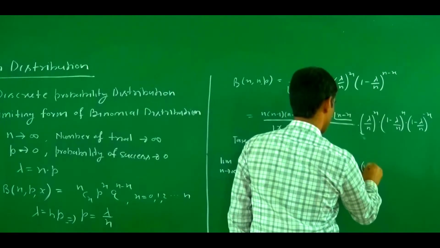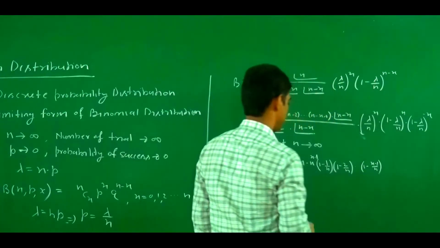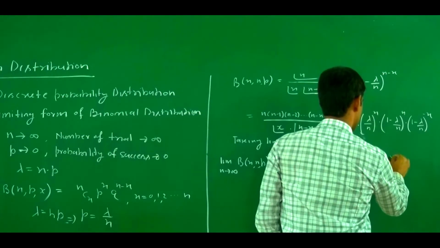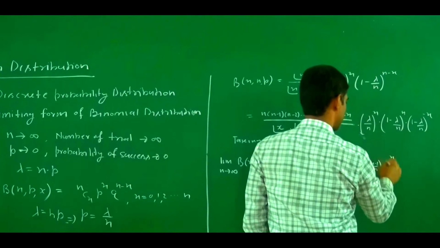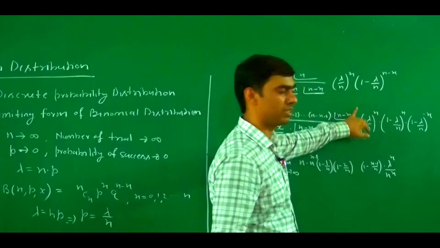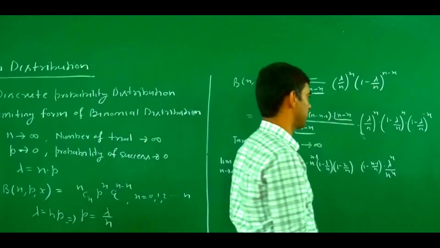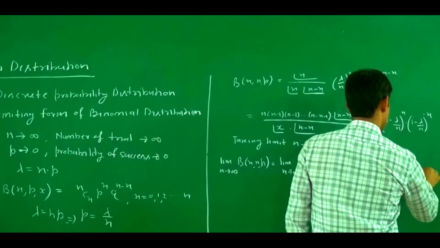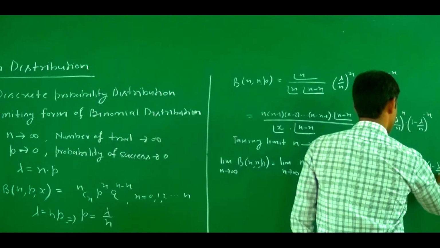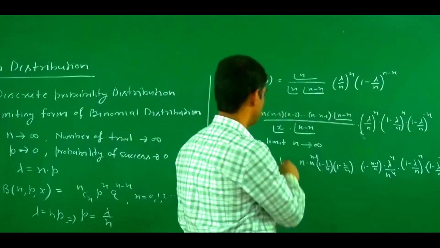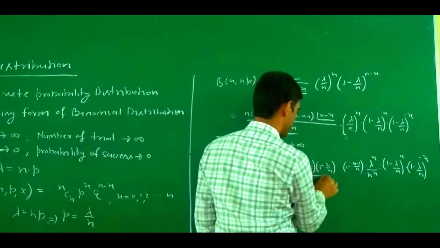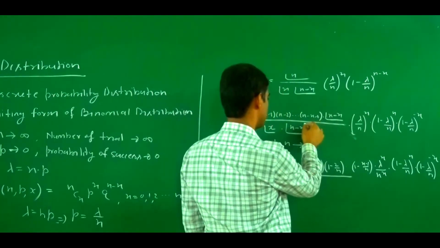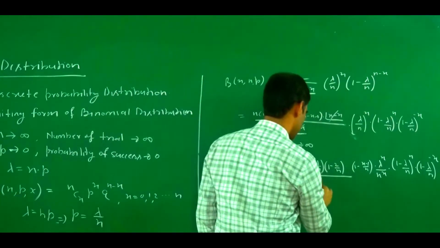Similarly, the last one is 1 minus (x minus 1) upon n. And from here, what will happen? If we write lambda to power x divided by n to power x, we simplify the numerator and denominator, lambda to power x and n to power x. This becomes (1 minus lambda by n) to power n into (1 minus lambda by n) to power minus x, divided by factorial x. And this one and this one cancel out. So here we write factorial x.